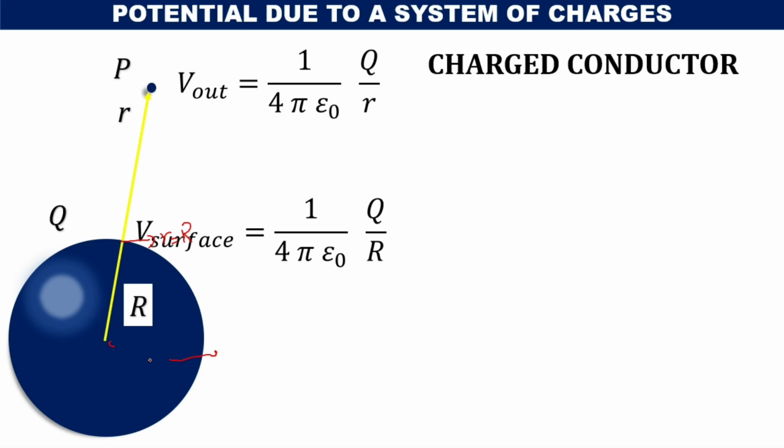Now, the question is, what will be the value of the electric potential at a point inside the charged spherical conductor? In order to find that, we have to consider the meaning of electric potential at a point. Electric potential is the amount of work done in bringing a unit positive charge from infinity to a given point. Assume that bringing a unit positive charge from infinity to point P takes W1 amount of work, which is stored in the form of potential. Similarly, the potential at the surface is the amount of work done in bringing a unit positive charge from infinity to the surface of the conductor.